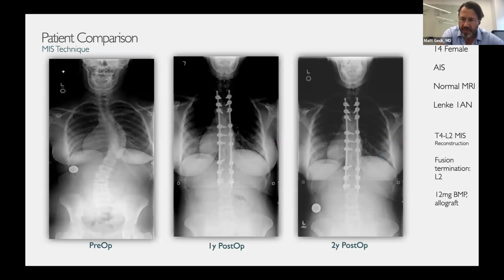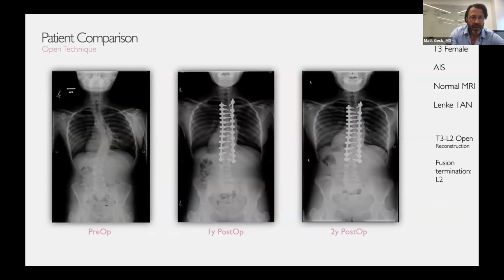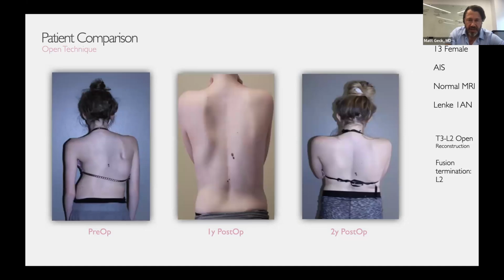Again, this is a graphical representation of a minimally invasive case in terms of number of levels fused and amount of correction you get. It's comparable to open. And this was that young lady. It looks good in terms of deformity correction. And this is what open looks like. Again, good deformity correction, good symmetrization of the thorax and of the ribs and of the lung volumes. And this is what she looked like.